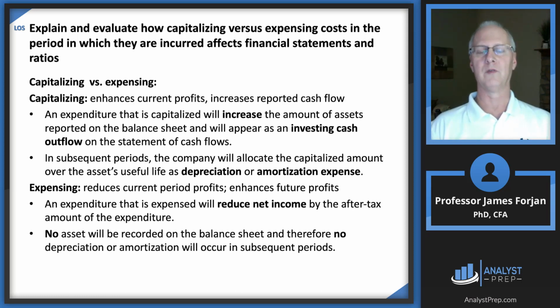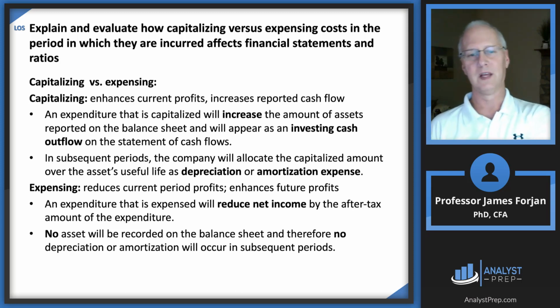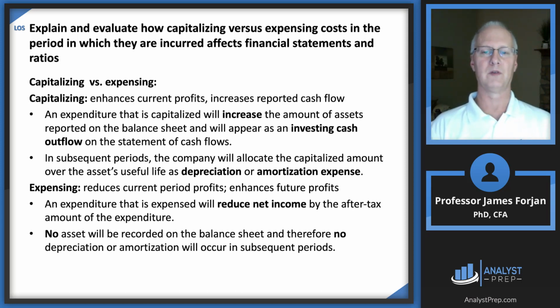What expensing does, of course, is reduce the current period profits, but since it's expensed today and not in the next time period, it will increase future profitability. And so it will reduce net income by the after-tax amount of the expenditure. And once this expense occurs on the income statement, there's no corresponding addition to assets on the balance sheet. And if there's no addition to assets on the balance sheet, then there can't be a depreciation or an amortization expense on the income statement.